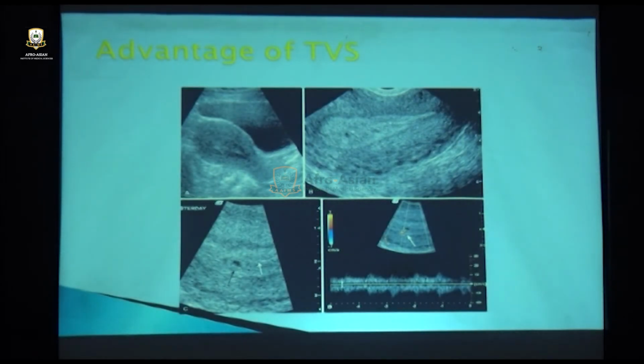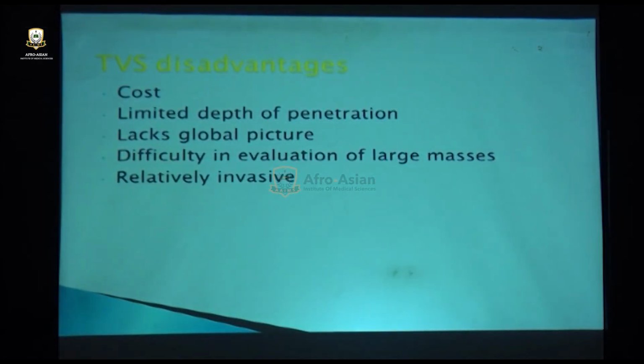ये देखो जी, ये ऊपर वाले example में on the left hand side top corner you have a trans-abdominal longitudinal scan of uterus. आपको इसमें इतनी detail नहीं मिल रही, but when you do transvaginal you come close to the endometrial cavity and you are picking up this small sac. ठीक है जी, और साथ ही आप Doppler भी कर सकते हैं। TVS disadvantages, एक तो ये थोड़ा सा महंगा होता है, limited depth penetration, lacks global picture. When you are close to this organ, तो साइड की चीजें आपको नजर नहीं आती। Sometimes it happens that if ovary is situated high up, तो transvaginal में मिलती नहीं, तो always keep your trans-abdominal approach there at the same time.